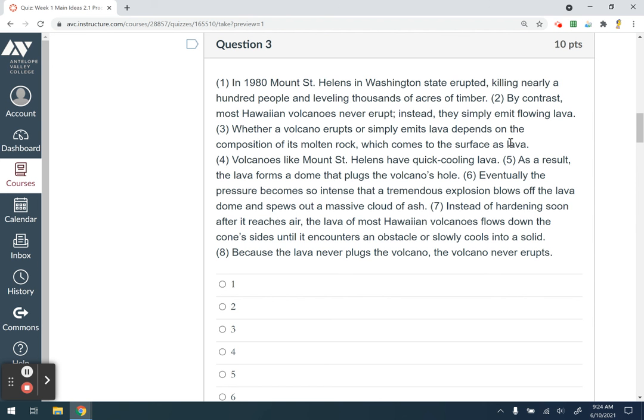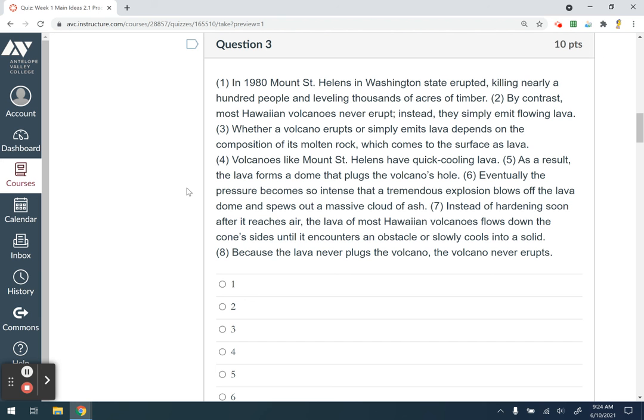Again, we're not just talking about Hawaiian volcanoes, because Mount St. Helens is in Washington. We're talking about volcanoes, period. It does not matter what their location is. We're just talking about the various types of volcanoes and their eruption and the lava flow.